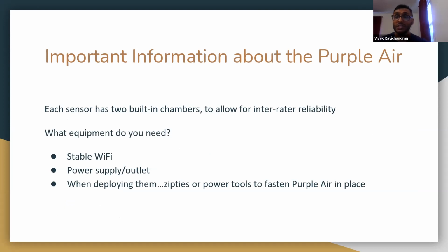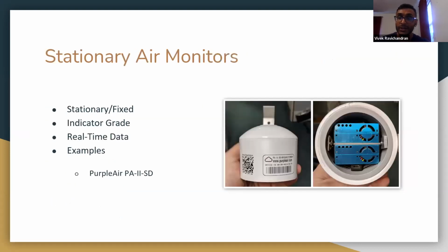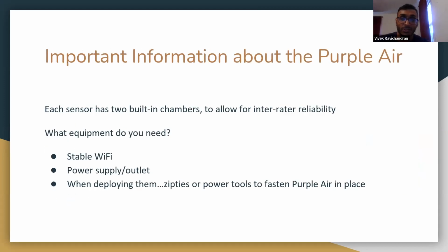There is some important information to know about the Purple Air. As you can see in this picture here, to the right, it has 2 built-in monitors, and that's done on purpose. That's for what we call inter-rater reliability, to ensure that it's working properly. You actually get 2 read-ins per sensor, so if one read-in is above the other, and we'll get into what that means, you know that something's wrong, and you have to see if you need to replace it or if you need to calibrate it, etc. So that's why you have 2 built-in chambers.